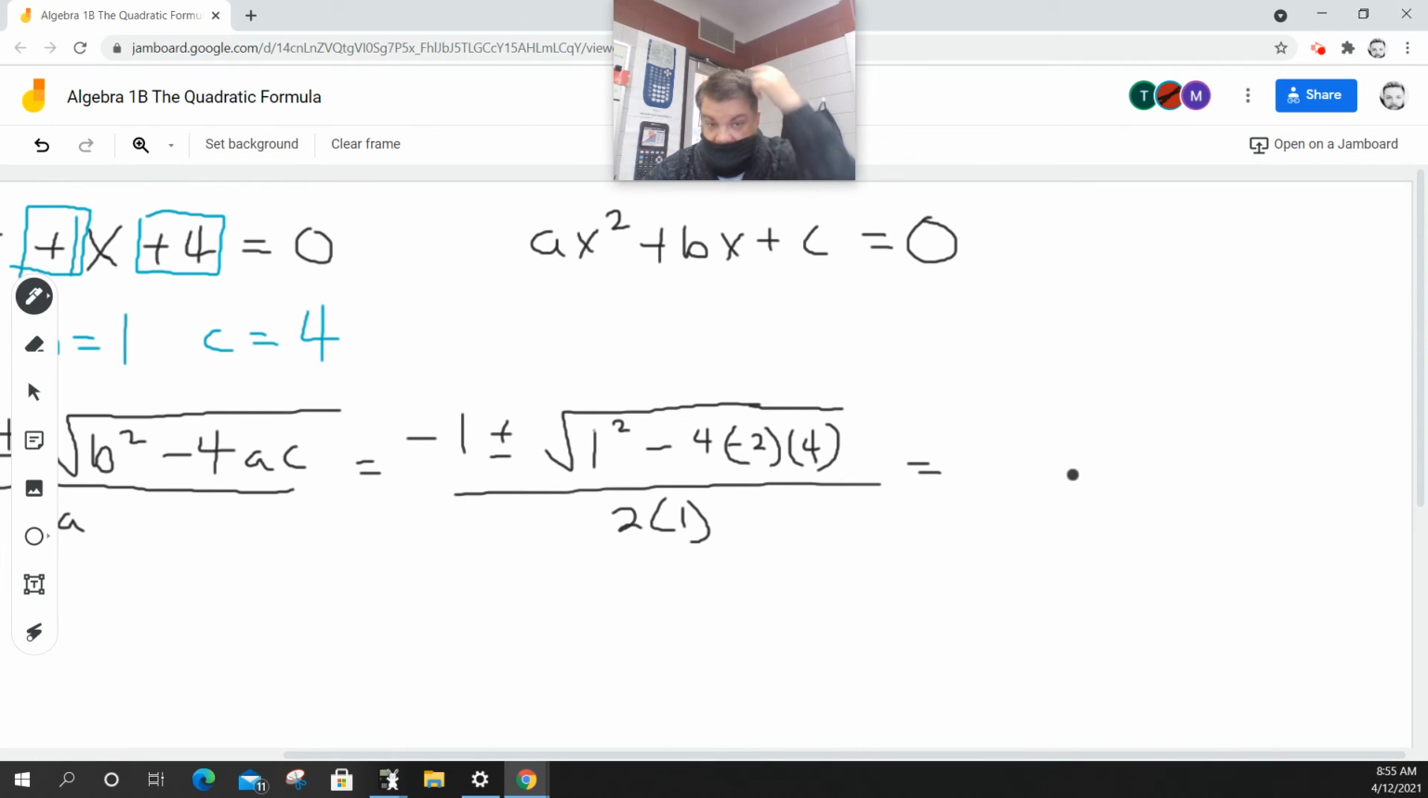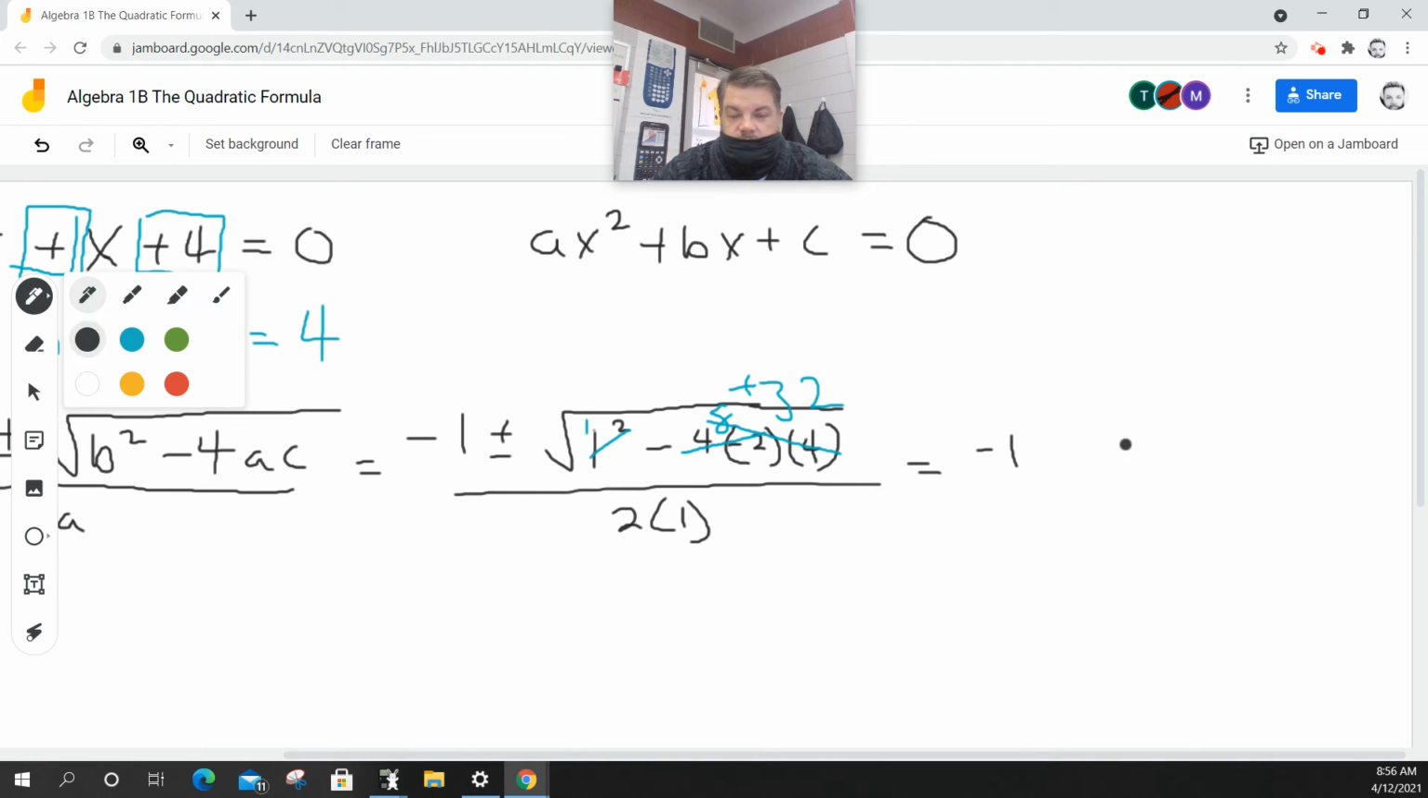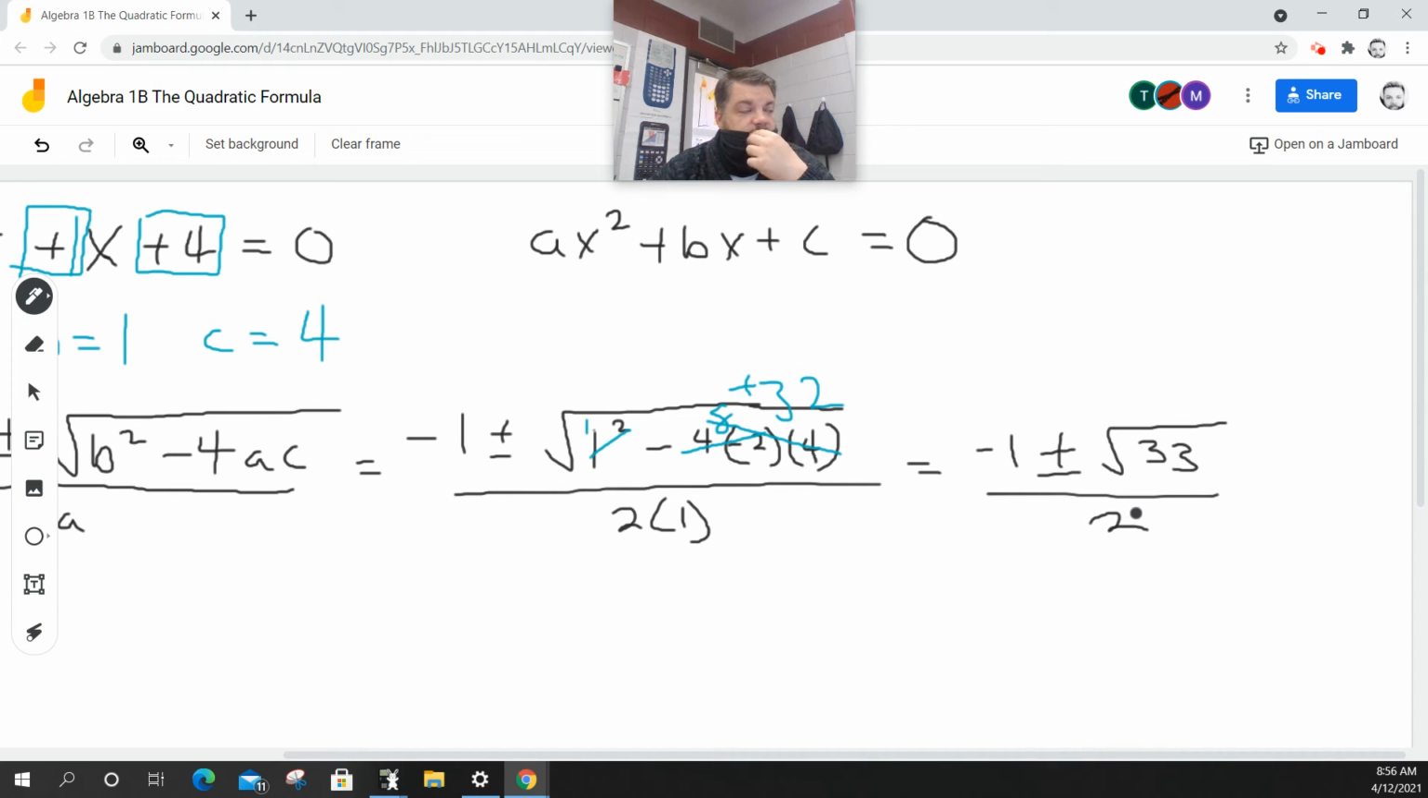All right, so now let's continue. We've got -1. Now 1 squared, 1 times 1 is just 1. Now 4 times 2 is 8. A negative times a negative is a positive, so that's a +8 times 4. This whole thing becomes a +32. So it's a +33. Plus or minus the square root of +33 all over 2.